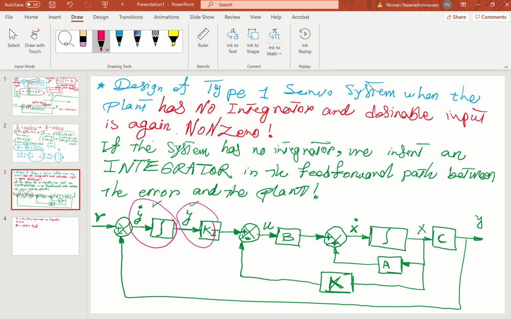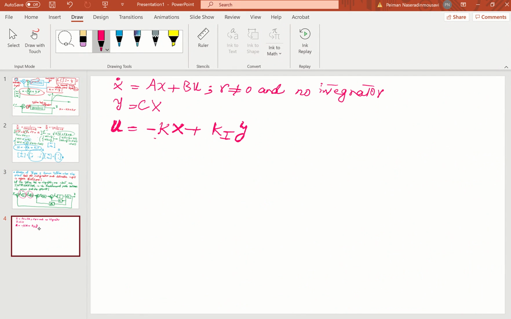So what is zeta? Zeta dot is r minus y. What is y? We know from the LTI system it is Cx. So zeta dot is r minus Cx. Here we go. This is the novelty of this controller. Understand?